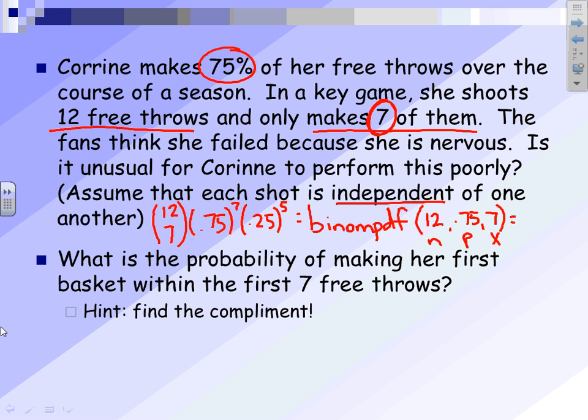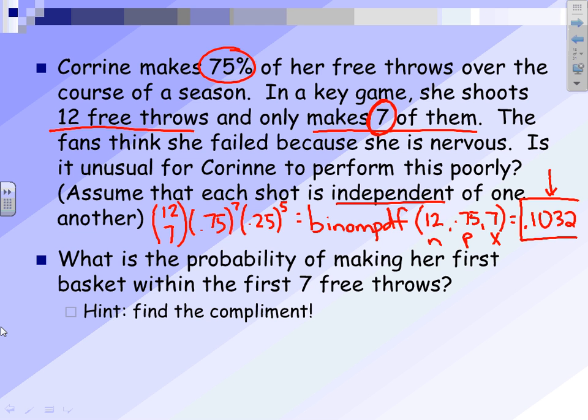And whether you use the calculator or the method that we showed here at the beginning with the formula, you end up getting 0.1032. Now, if we look at that, what does that mean? Because that's a pretty important understanding. That means that she's going to make exactly 7 out of 12 about 10% of the time, 10.32% of the time specifically. So does that mean that she choked?